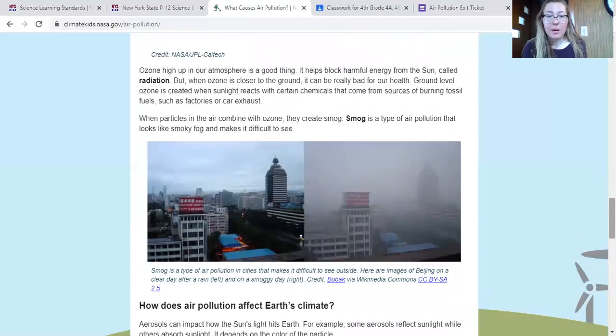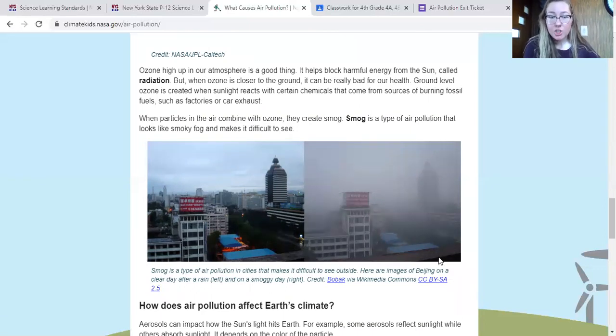So we've seen this before. Here is a city without much smog. It has clean air, or cleaner air. You can see pretty far, so we would say the visibility is good, which means we can see far into the distance. Here's that same city, and the picture caption says, smog is a type of air pollution in cities that makes it difficult to see outside.